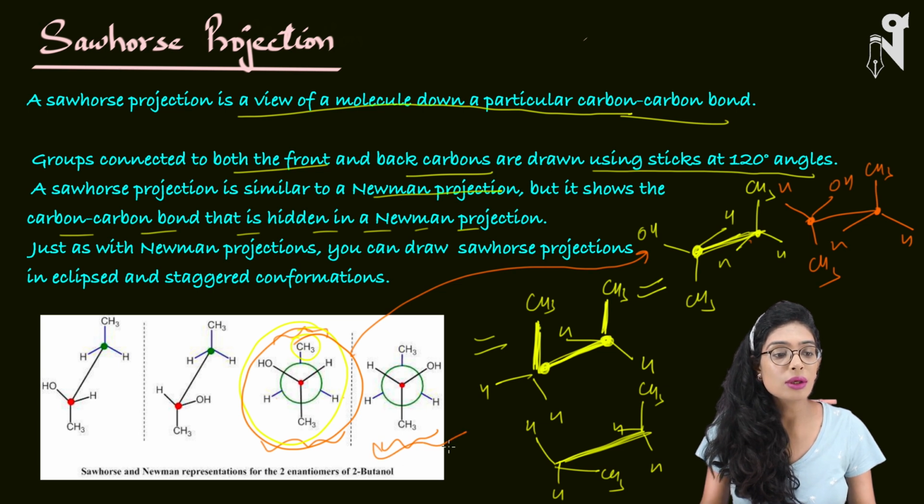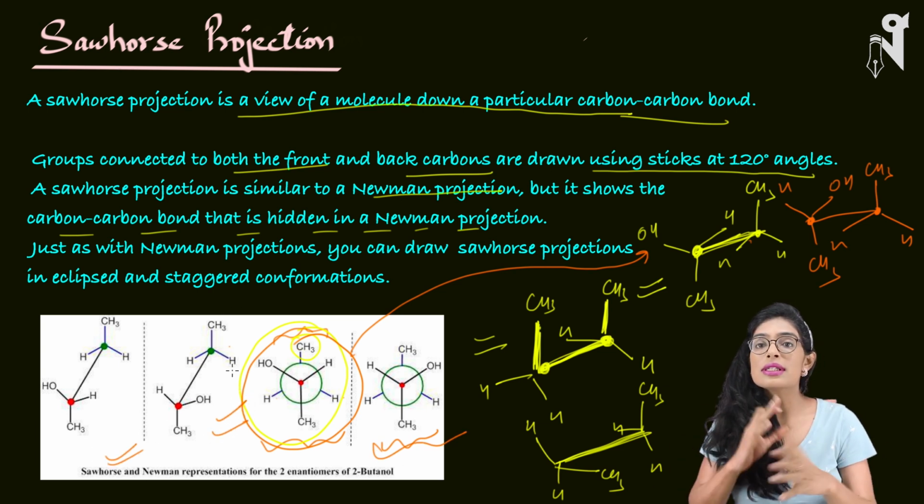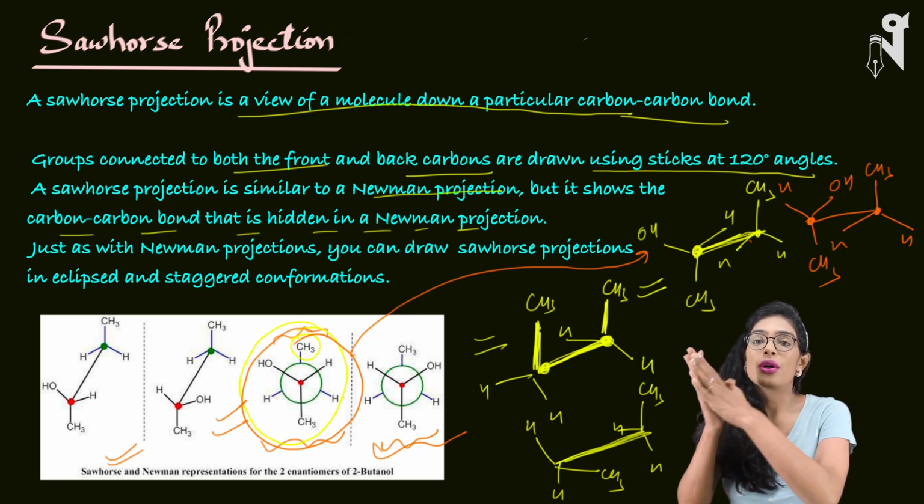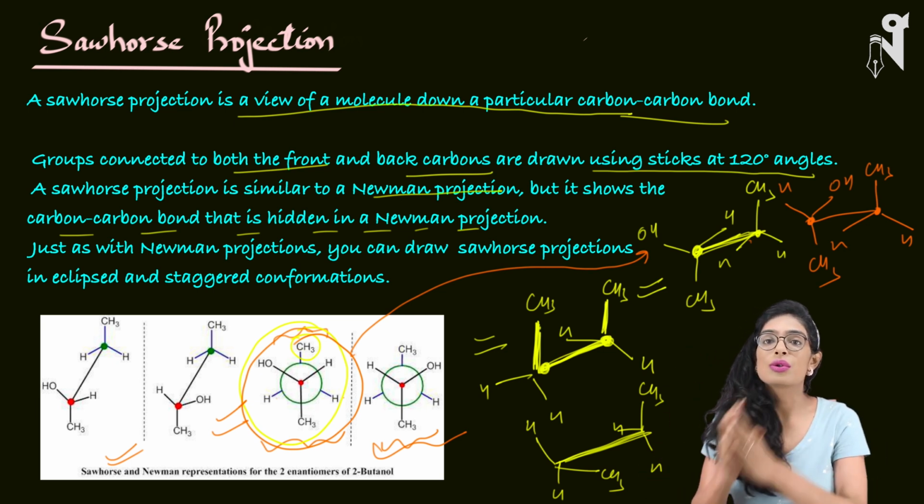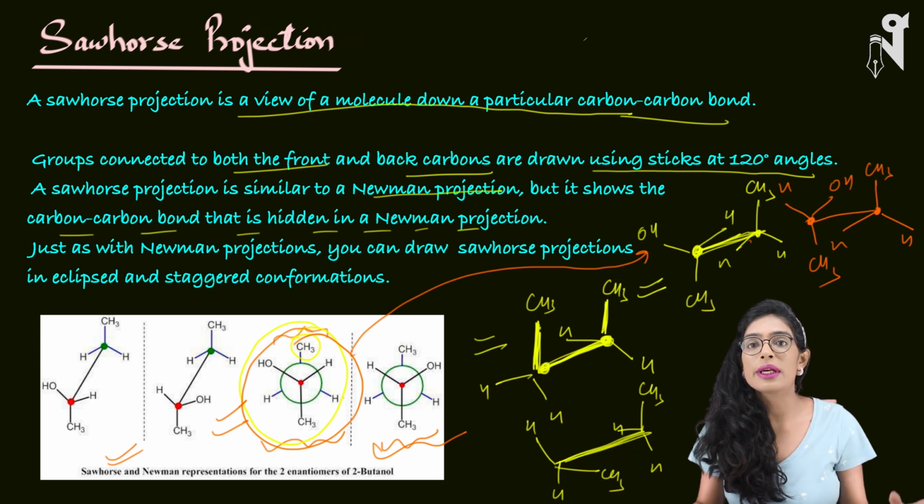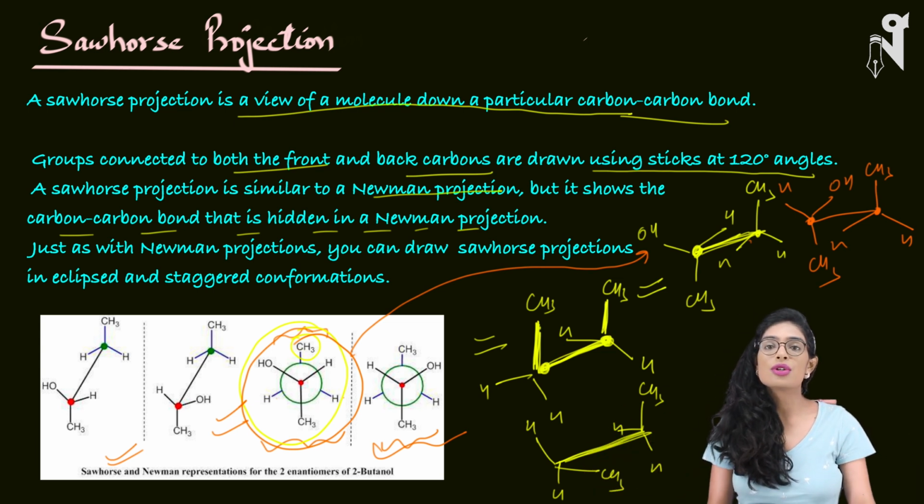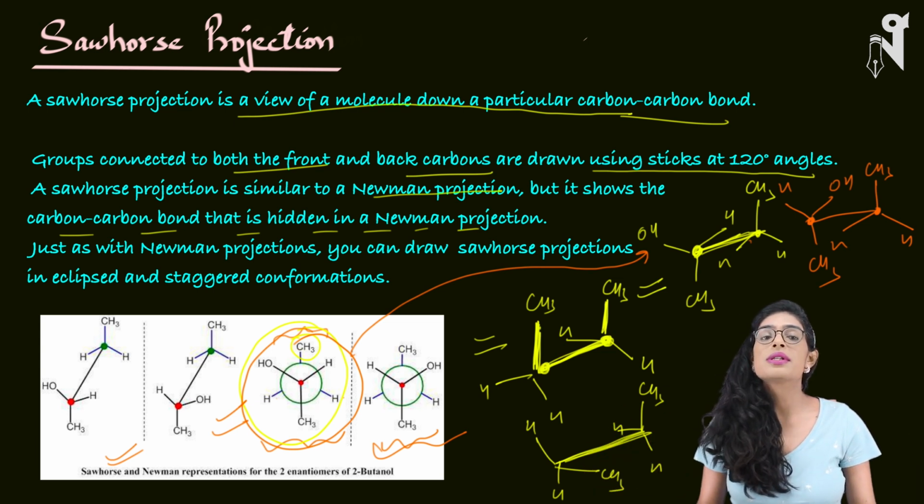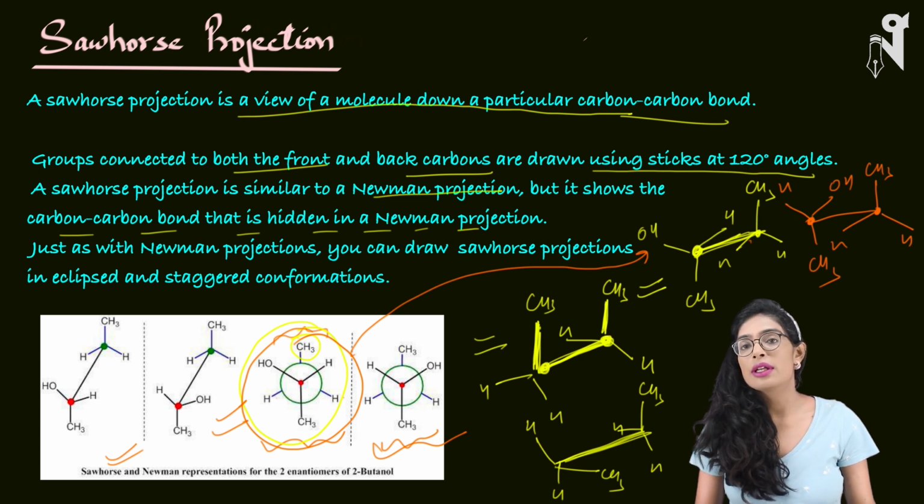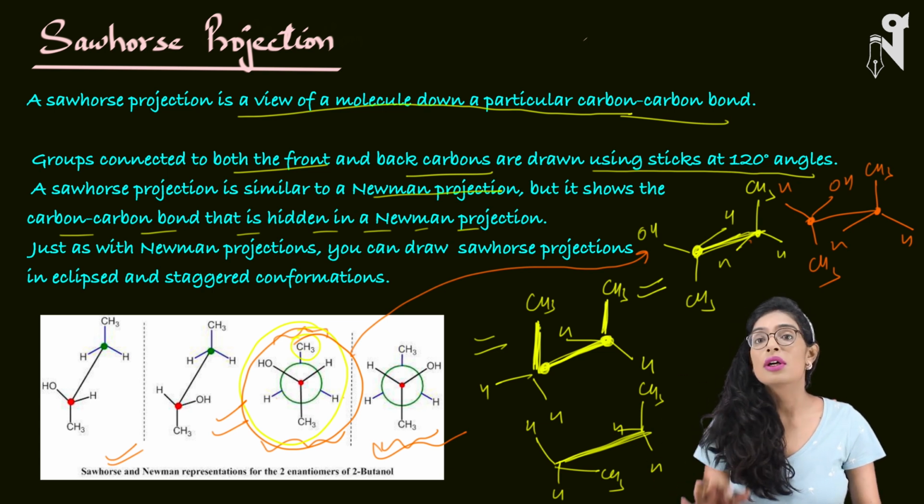So you can actually check it from here. They have already drawn it over here. So this is how exactly you can convert your Newman to Sawhorse or Sawhorse to Newman. No complications at all. So Sawhorse is a very easy representation. Mostly you will find the questions being represented in the Newman projection, but you can find the Sawhorse also equally. So you should know both very well.